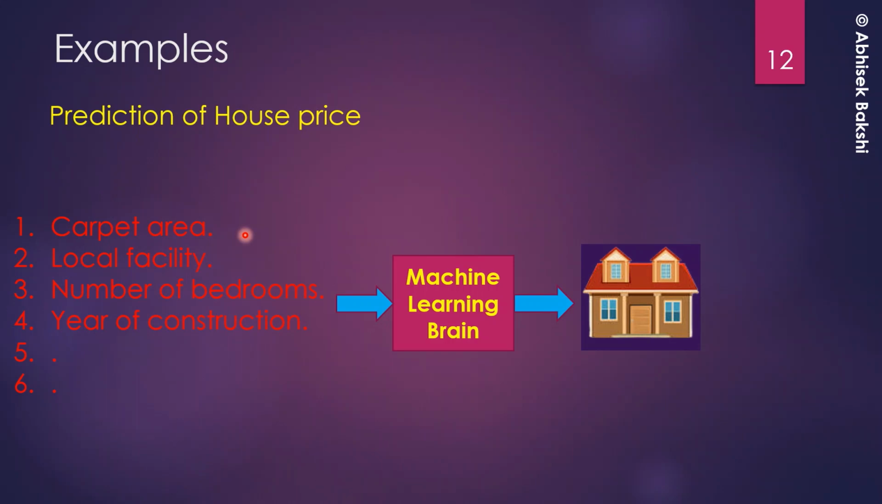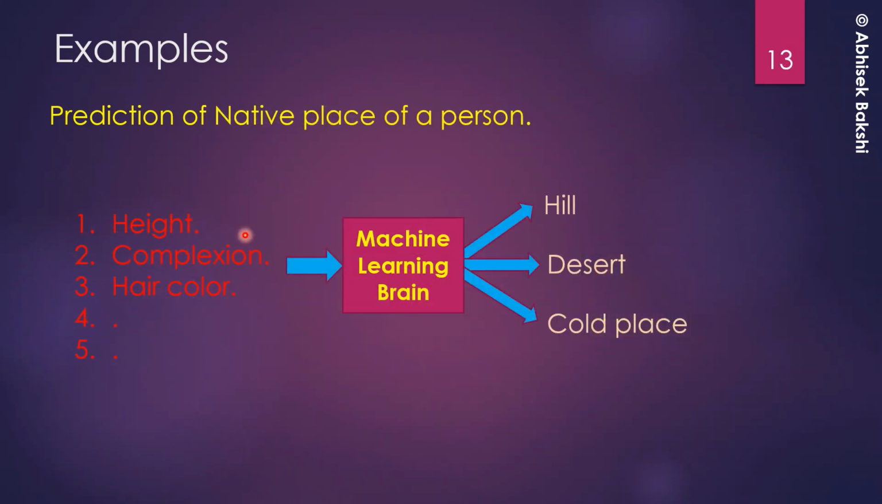Based on this set of inputs and this set of outputs, the model has learned somehow so that it can predict for some unknown inputs, right? That will be helpful for you. Similarly, if I go for a prediction of the native place of a person, it's just a very hypothetical problem that I have given, like based on height or complexion or hair color, maybe we can try to understand from which location he has come.